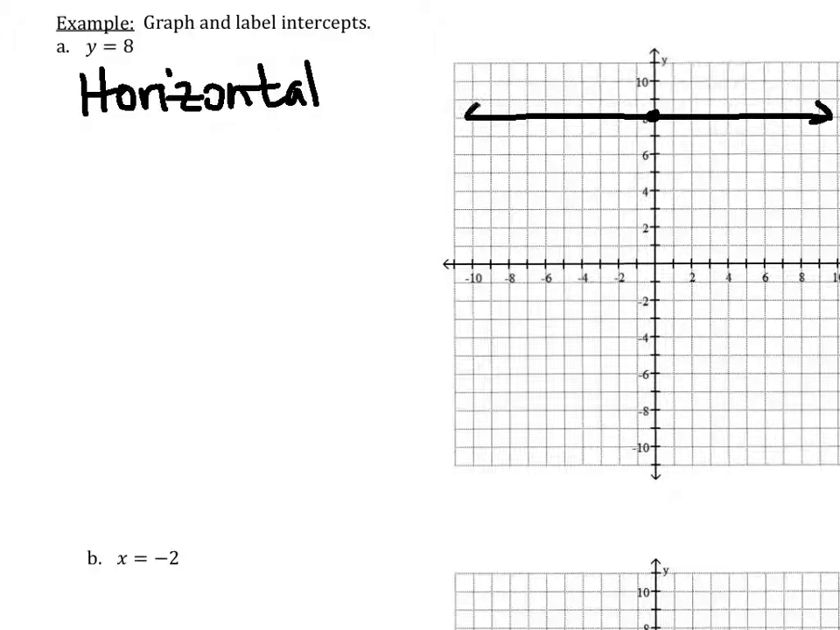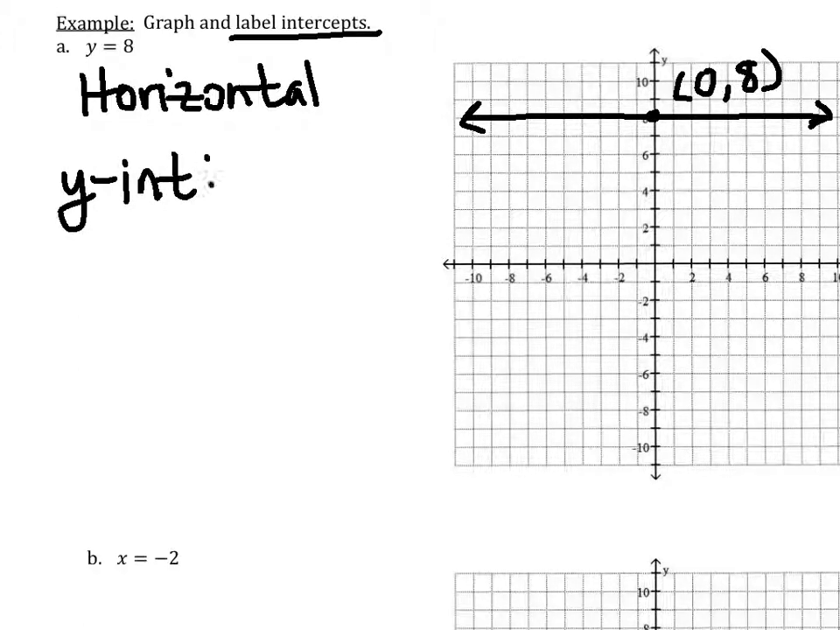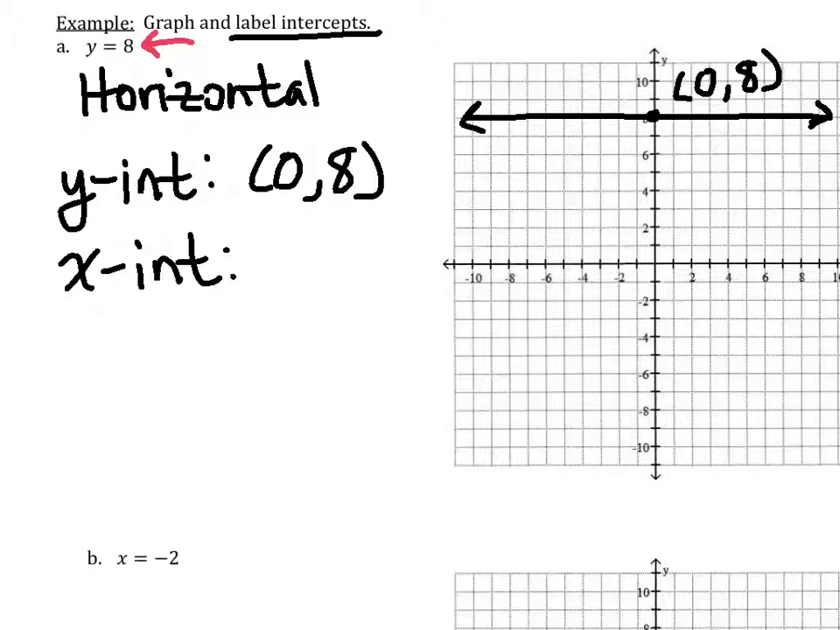Now if I look at this line, I want to also label my intercepts. Well, I only have a y-intercept, and that's the point (0, 8). If I think about my y-intercept, it's where it crosses the y-axis, (0, 8). If you notice, it is the same thing as what you see given in your equation. And if I try to think about my x-intercept, remember, x-intercept is where it crosses the x-axis. There is no x-intercept here. So horizontal lines don't have x-intercepts.